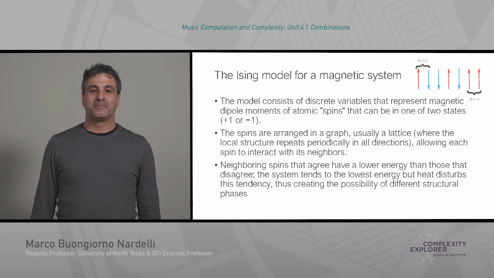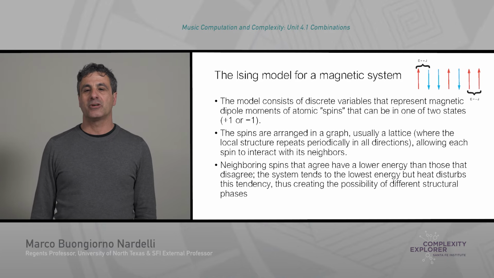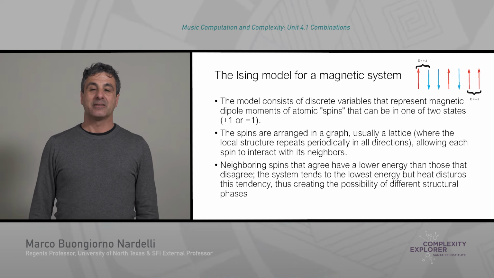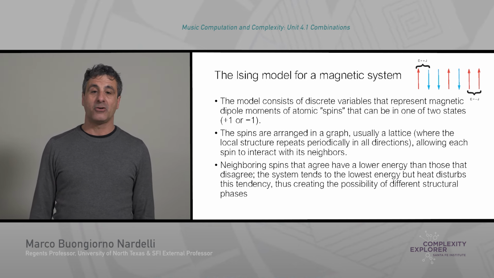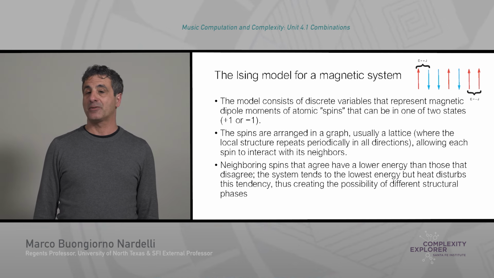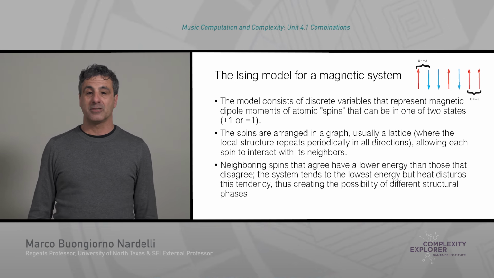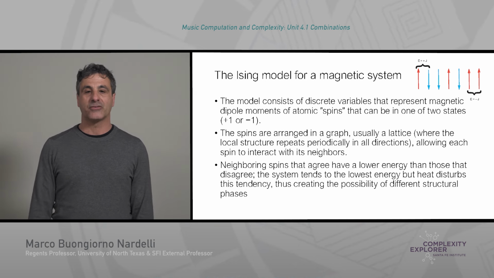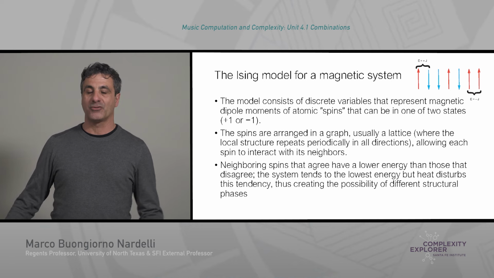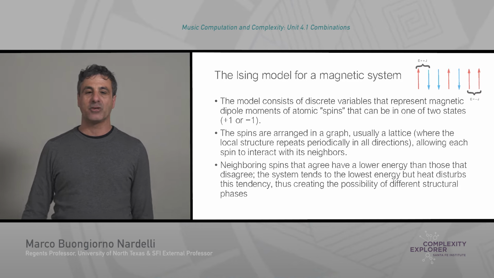So the last model that I want to show you is, again, something that I will be mapping to a sound synthesis process, but this time, instead of using the rules of the game of life, I use the Ising model for a magnetic system. The model consists of discrete variables that represent magnetic dipole moments or atomic spins. They can be in 2 states, either up or down. The spins are arranged in a graph, a lattice. They can be 1-dimensional, 2-dimensional, 3-dimensional, and there is an enormous amount of literature on the study of these models and various variations of these models depending on the interactions between the spins and so on.